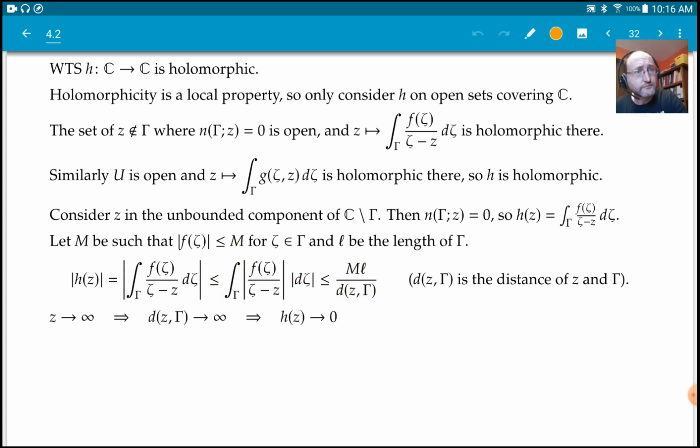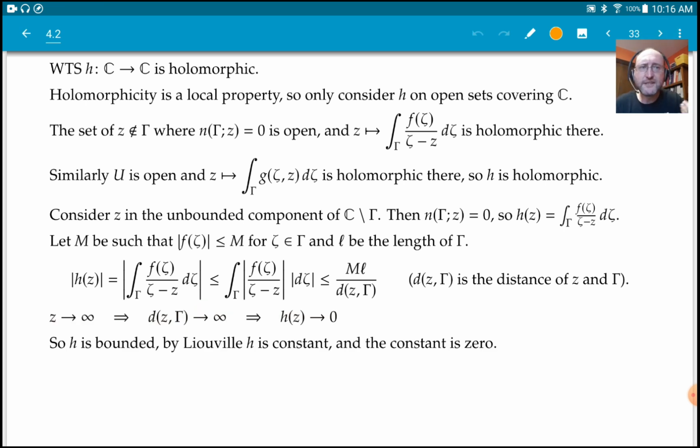Now, if we take z going to infinity, then the distance from z to gamma goes to infinity, because gamma is just some compact set. Therefore, h goes to 0. That means h is bounded. If h is bounded, Liouville says that it's constant, and the constant has to be 0 because it goes to 0. The only constant that goes to 0 at infinity is 0.